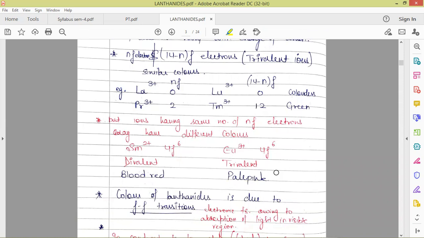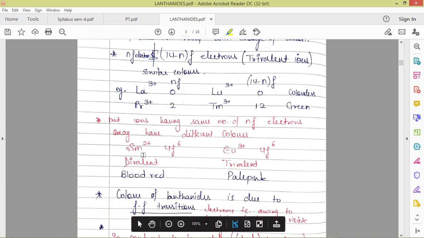But ions having the same number of 4f electrons, this case is true only for the trivalent cations. If we take the lanthanide cations having the same number of 4f electrons, they may have different colors, like samarium 2 positive and europium 3 positive. These have a 4f6 electronic configuration. This has 6 4f electrons, and this also has 6 4f electrons. So these have different colors.